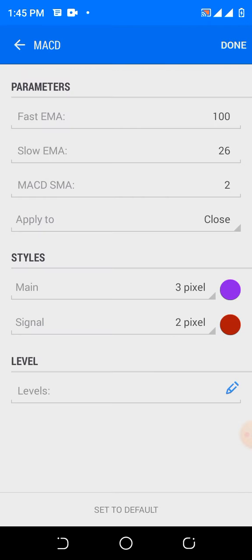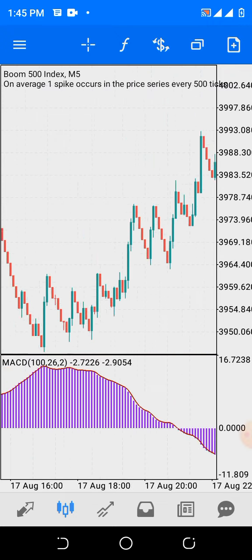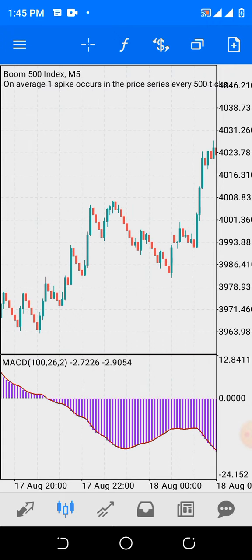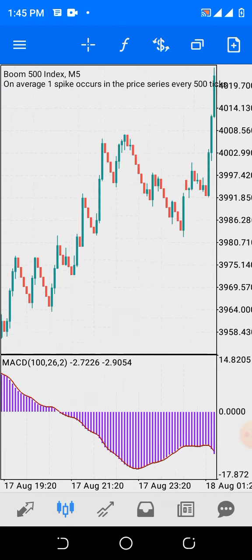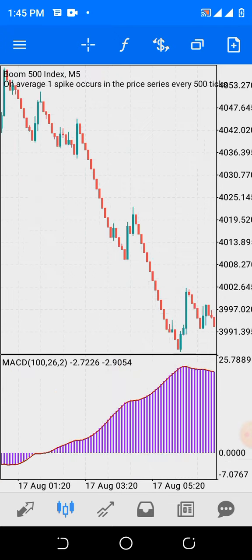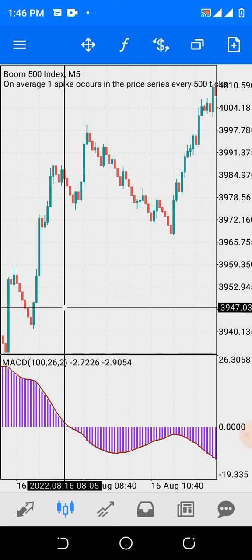Now these are the settings. MACD is the only indicator used here, only MACD. Fast EMA is 100, slow EMA 26, MACD SMA 2, apply to close. So that is the only indicator you need, and you will make a huge profit trading Boom 500 index on 5 minutes time frame.